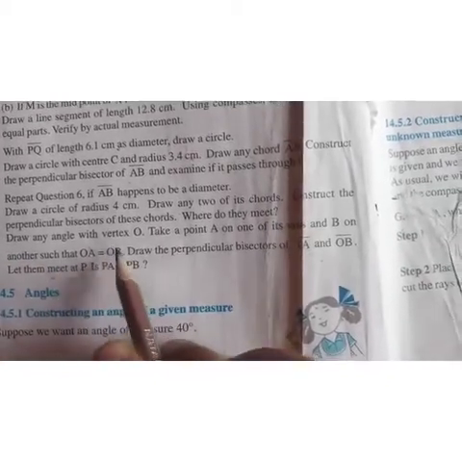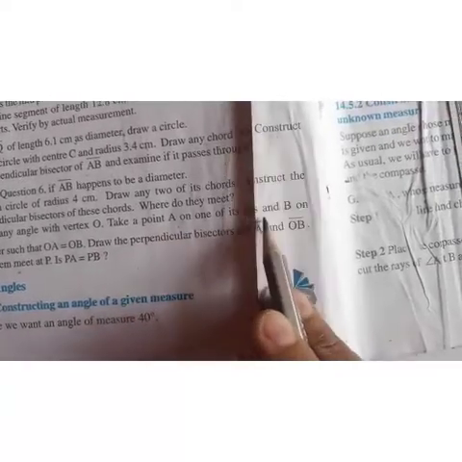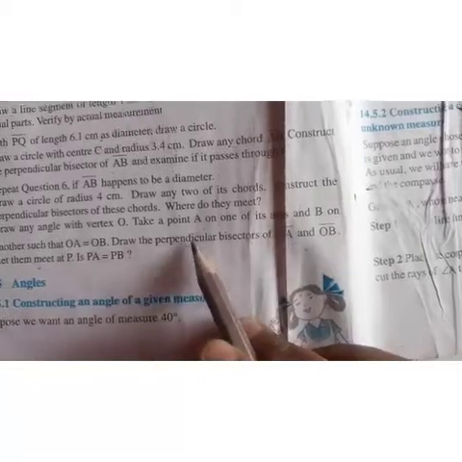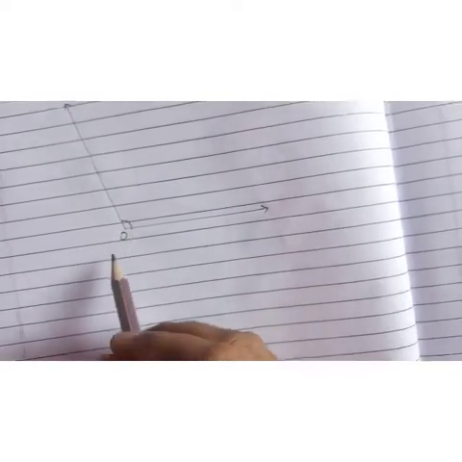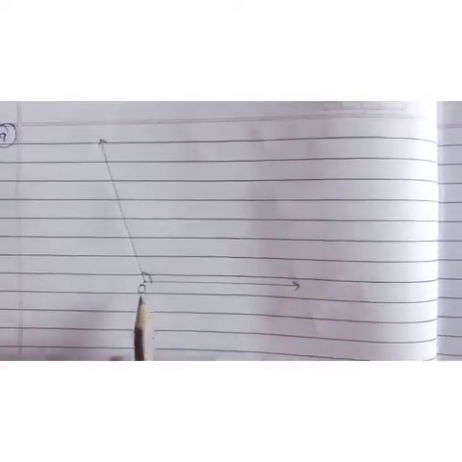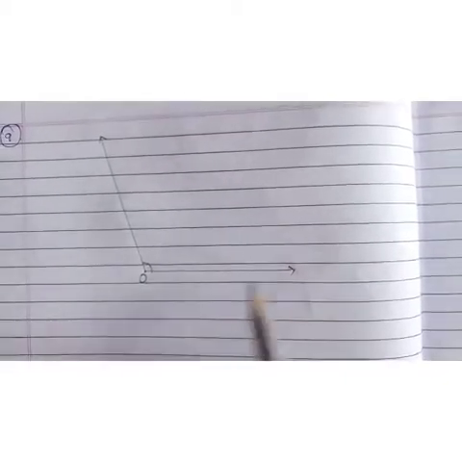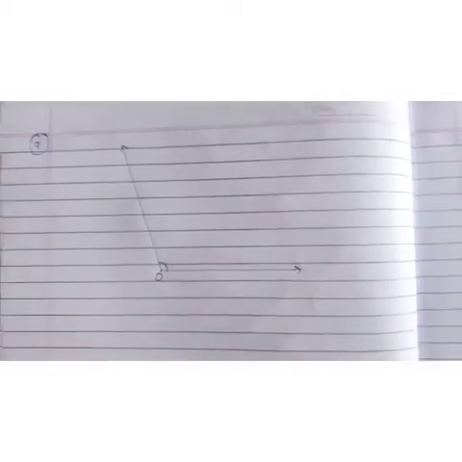Question number 9. Draw any angle with vertex O. Take a point A on one of its arms and B on another such that OA is equal to OB. Draw the perpendicular bisectors of OA and OB. Let them meet at P. Is PA equal to PB? So children, first draw any angle with vertex O, and mark points A and B on both the arms such that OA is equal to OB.